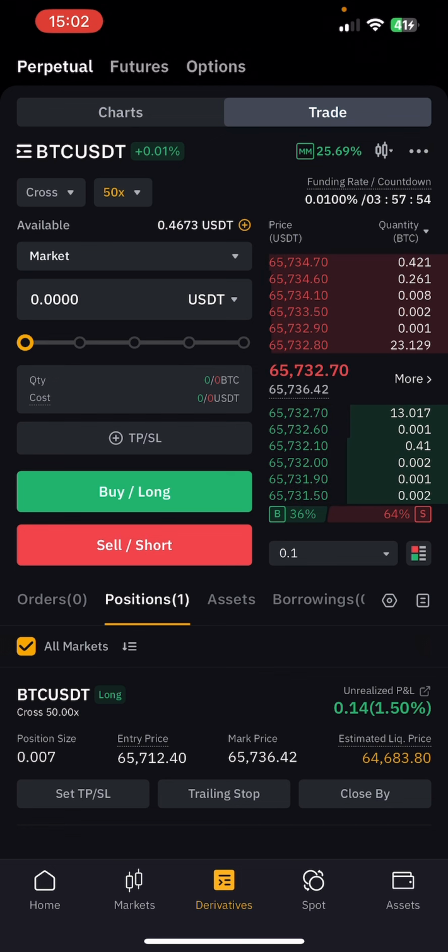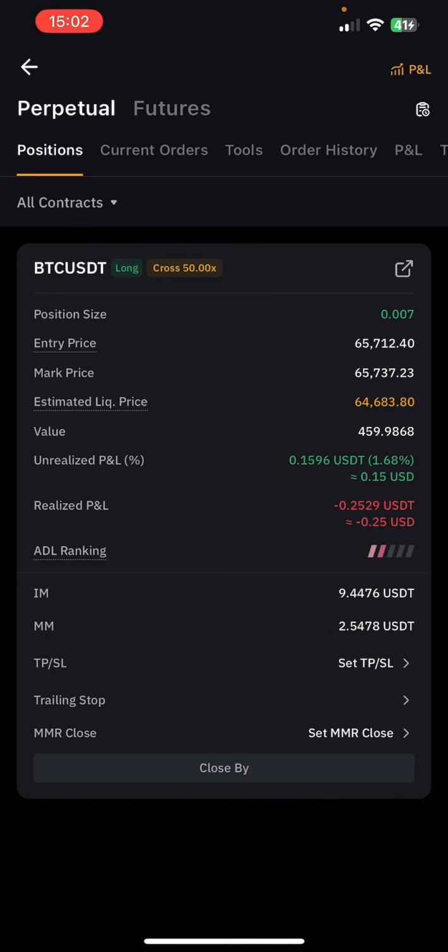You see this estimated liquidation price. Now we are saying the price of Bitcoin is going to go up. But if Bitcoin price drops and it continues to drop, and it reaches 64,683.70, we are going to lose our entire fund. Why? Because we are using this cross margin.